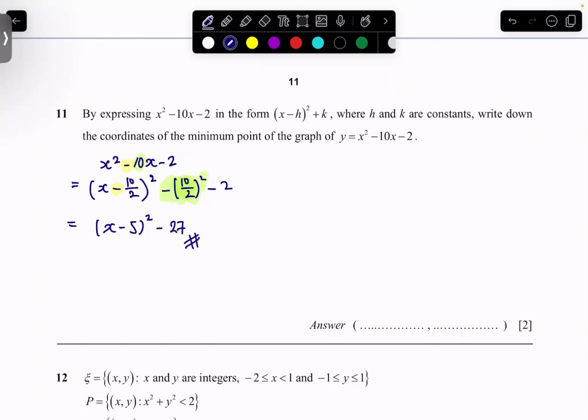Now, the second method you can do, but this one will be slightly riskier. Why is it risky? If the question just says complete the square and didn't provide you this form, then you'll be in danger.